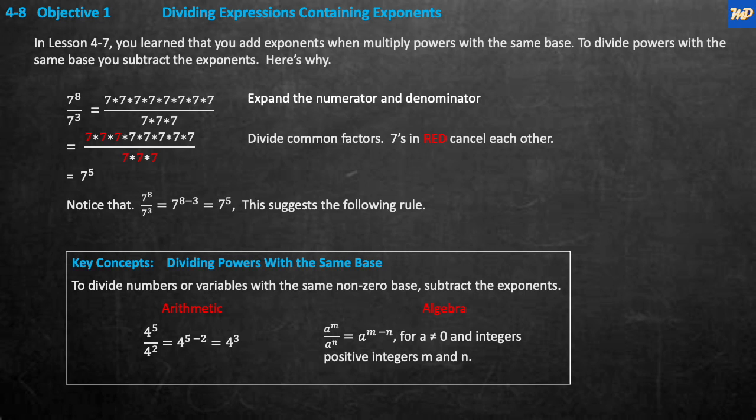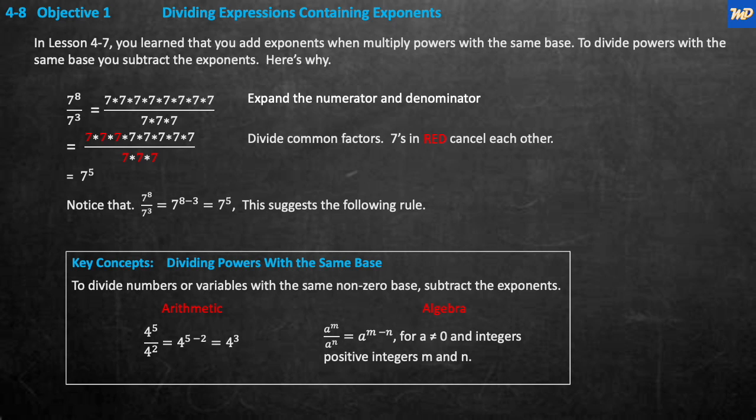Well, if we divide out the common factors, and the common factors are the sevens in red, I've highlighted them here. So there's 3 red sevens on the bottom, 3 red sevens on the top. So they match each other 1 to 1, so you can cross them off. And what remains then are 5 sevens. So we see the answer then is 7 to the 5th power.